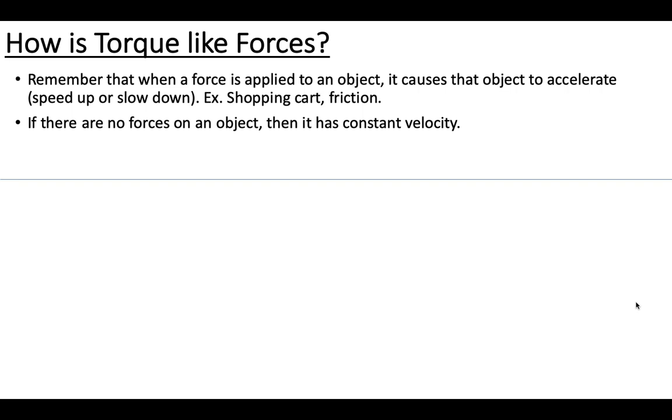If there are no forces on an object, then it has constant velocity. Like your phone, when you set it on the kitchen counter, gravity's pulling it down, the counter's holding it up, and those forces cancel out. And so the phone has a constant velocity, and that velocity happens to be zero. But it doesn't have to be zero. It just means that the velocity is constant.